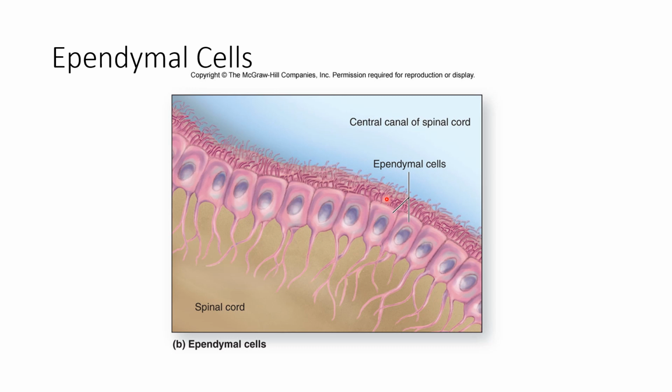Ependymal cells, you would find them lining the hollow cavities in your brain, which we refer to as our ventricles. Ependymal cells help create a barrier between your cerebral spinal fluid and the brain tissue or the spinal cord.